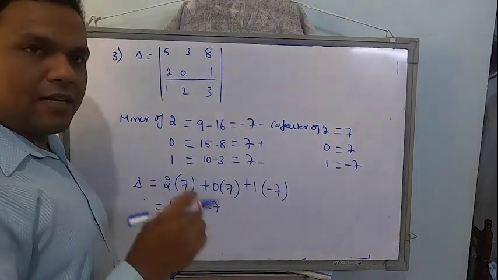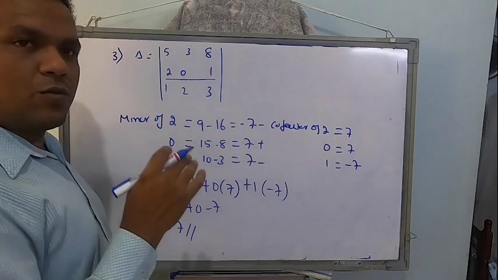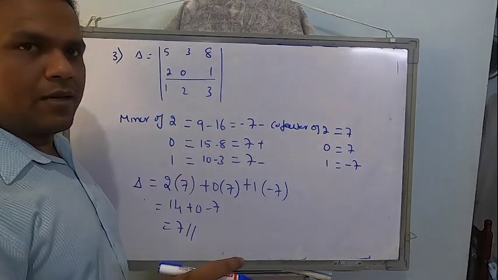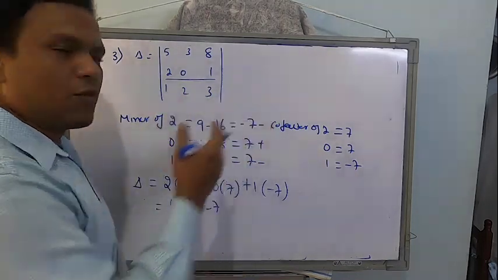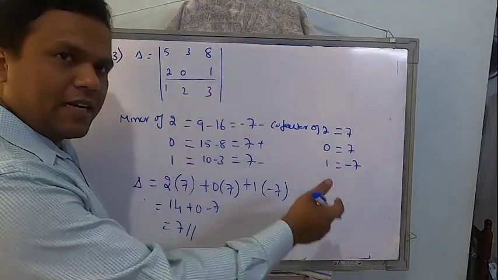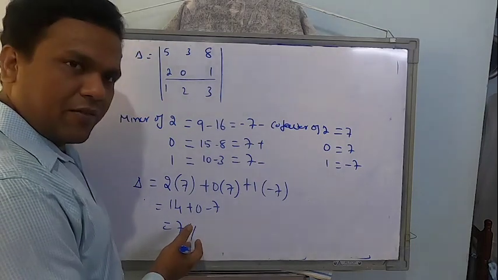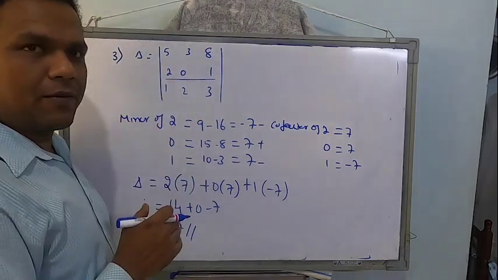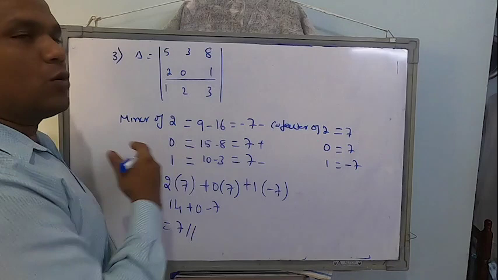So when they specifically say evaluate by using a particular row, what you will do is take the help of the cofactors of the second row. Second row elements multiplied with their corresponding cofactors, the sum whatever we get, that will be the value of the determinant. That means you don't go and expand the whole determinant.